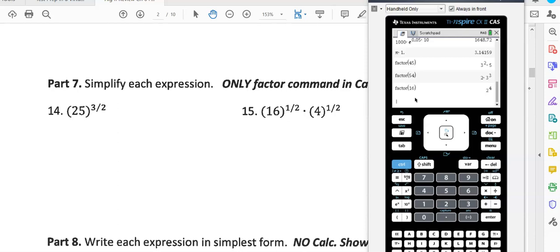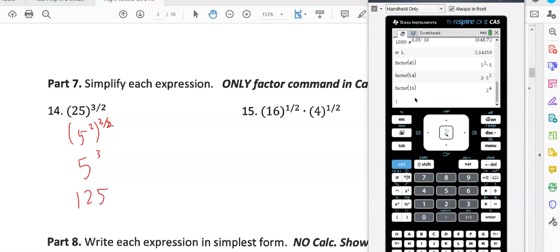Simplify each expression. So if you don't know this, you can always just write the prime factorization. So instead of 25 to the 3 halves, we're going to write 5 squared. Now we do power of a power, that's 3 halves. So it's going to be 6 halves, which is 3. So 5 to the third, which is 125.